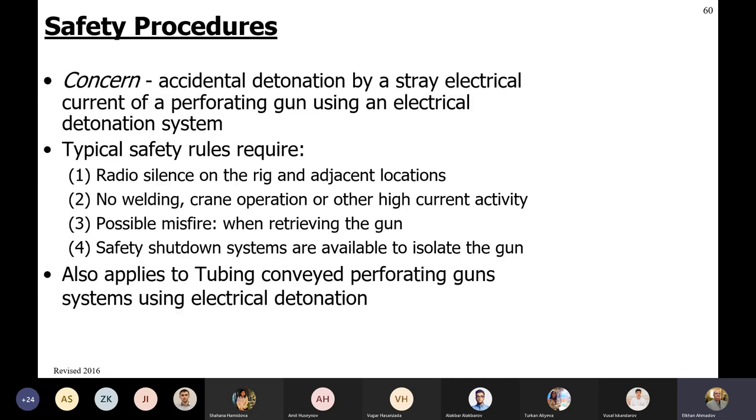In this case, we have two options. Either we produce with the perforation gun still attached after the perforations, or there is a sub at the bottom hole, which will detach the perforating gun from the tubing, and it will be dropped into the wellbore.